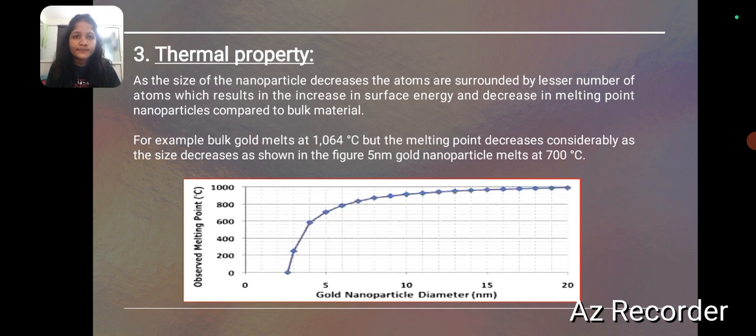Thermal property. As the size of the nanoparticles decreases, the atoms are surrounded by a lesser number of atoms, which results in an increase in surface energy and a decrease in melting point of nanoparticles compared to bulk materials. For example, bulk gold melts at 1064 degrees Celsius, but the melting point decreases considerably as the size decreases, as shown in the figure. A 5 nanometer gold nanoparticle melts at 700 degrees Celsius.